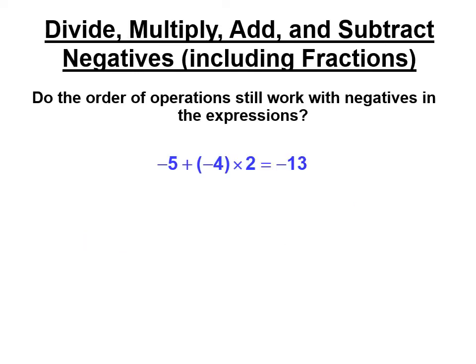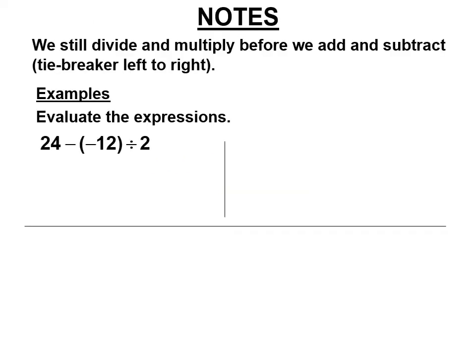Right? So with negatives, same rule, you would do your multiplying and dividing first, and then any adding or subtracting. So let's do that. We do this negative 12 divided by 2 and get negative 6. So we have 24. Now this is where people get confused. This hasn't gone away. So it's 24 minus negative 6, which is the same as 24 plus 6, which is 30.